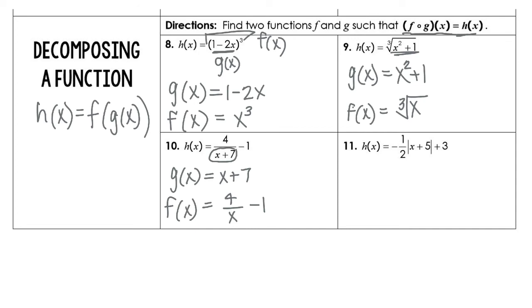Right? And then for number 11, inside part of the function, that is going to be x plus 5, and then the outer, that's going to be that -1/2, then the function plus 3.